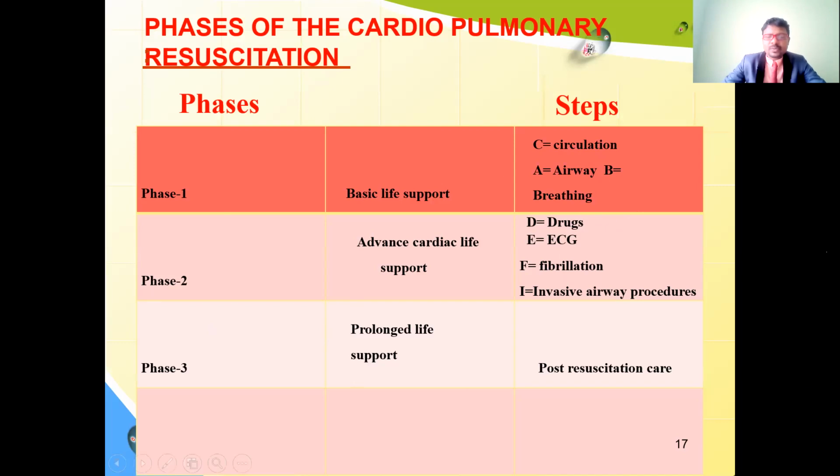Coming to phase 2, if the patient has not recovered with the basic life support, we have to do the advanced life support. In the advanced life support, along with the basic life support, that means circulation, airway and breathing, we have to give drug administration. Some important drugs during the advanced life support, such as atropine injections, improve the cardiac functions. Along with this, we do the ECG, and also the defibrillations.